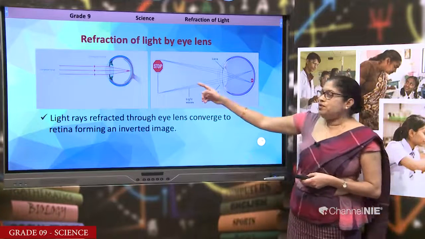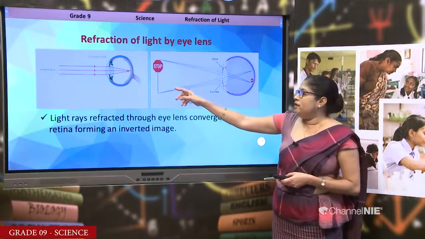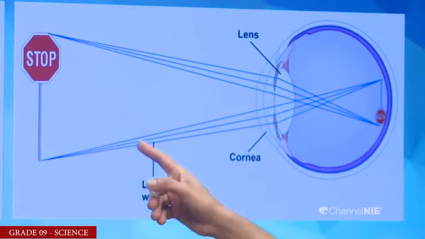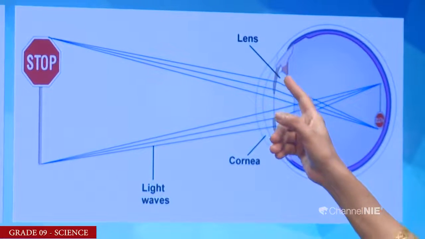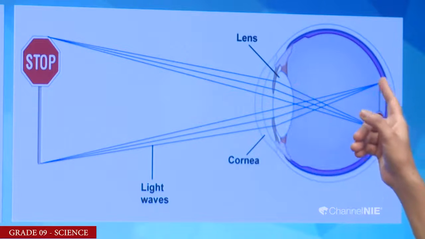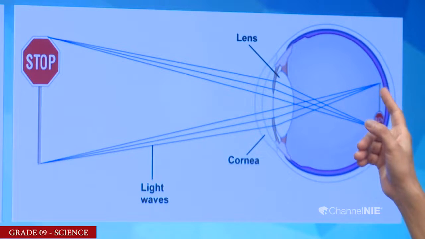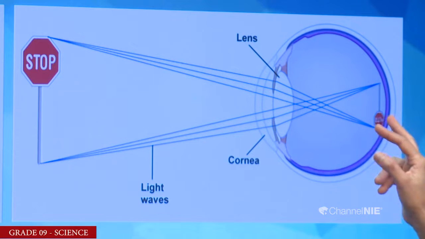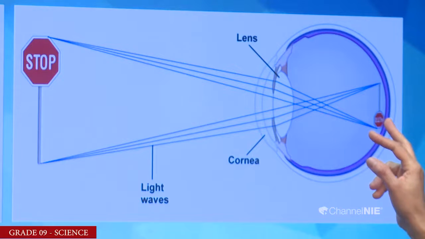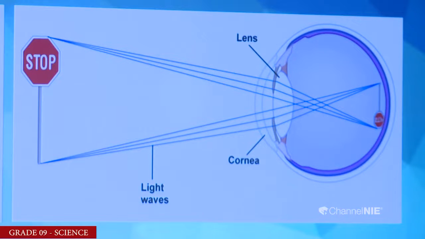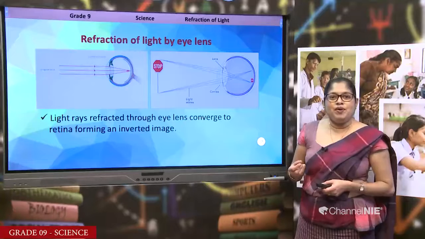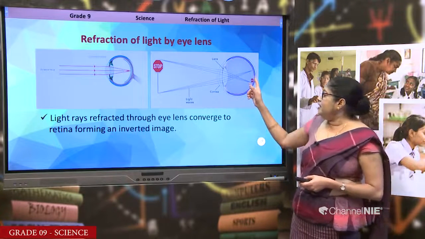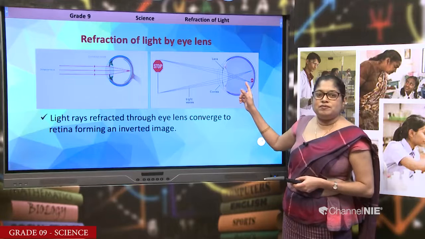This diagram shows a nearby object and light rays coming from it, refracted by the eye lens to form the image on the retina here. You can see that the image is inverted, not upright. So, how do you see things? Do you see things inverted or upright? We see things upright, but you can see here the image is inverted.